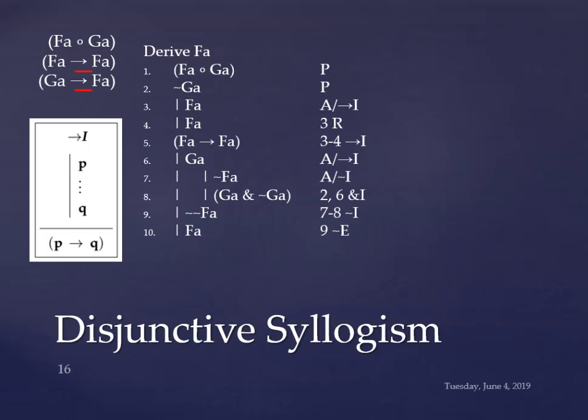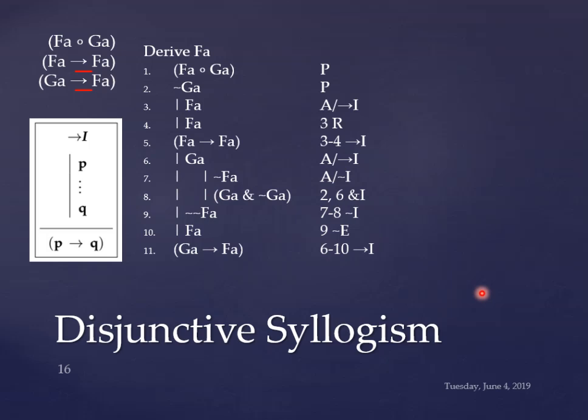Now you've derived FA from GA, and so now you can close out that subderivation that you started on line 6, and write. Now you're back within your derivation. There are no more subderivations. They're all closed, and you can write GA arrow FA. And that came from lines 6 through 10, in arrow introduction.